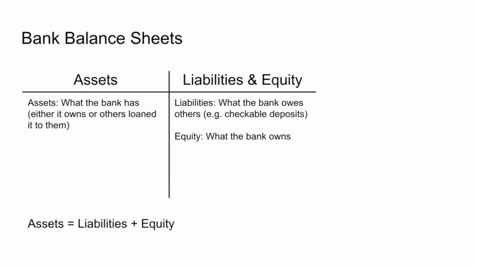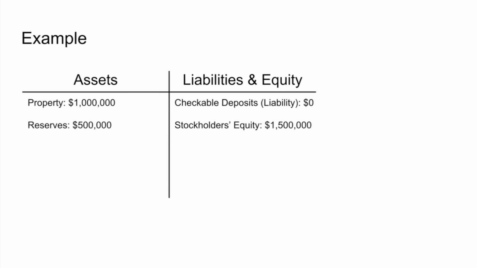So here are what bank balance sheets look like. On the left, we have assets, which is what the bank has, and on the right, we have liabilities and equity, which is what the bank owes others and what the bank owns. And assets should be equal to liabilities plus equity. So here's an example. Let's suppose that stockholders have invested $1,500,000 and 1 million of that is property, while 500,000 is reserves. Money from stockholders is equity because the bank doesn't owe the stockholders anything.